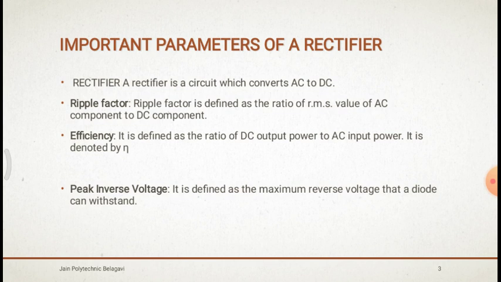Next, one more parameter is peak inverse voltage. It is defined as the maximum reverse voltage that a diode can withstand. Means the diode is working in the reverse bias condition. If you are applying voltage, but if you exceed some value, then the diode may be damaged. So how much the diode can withstand, that is called the peak inverse voltage.